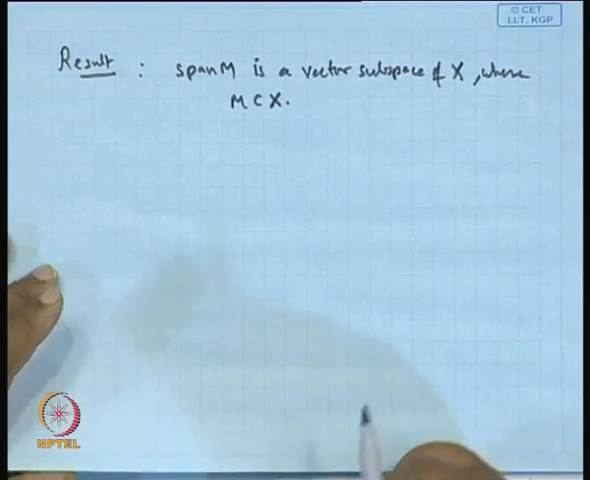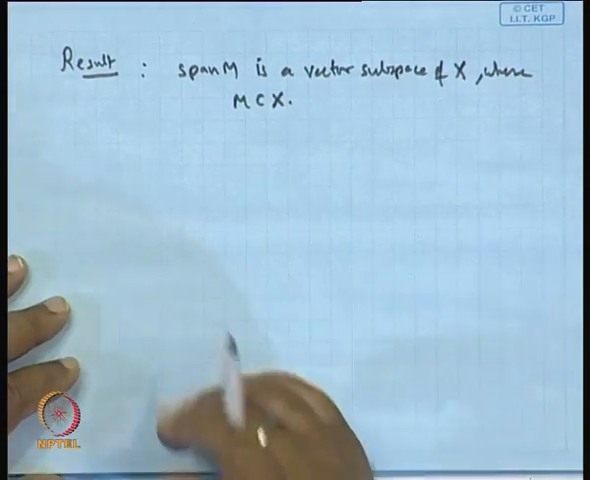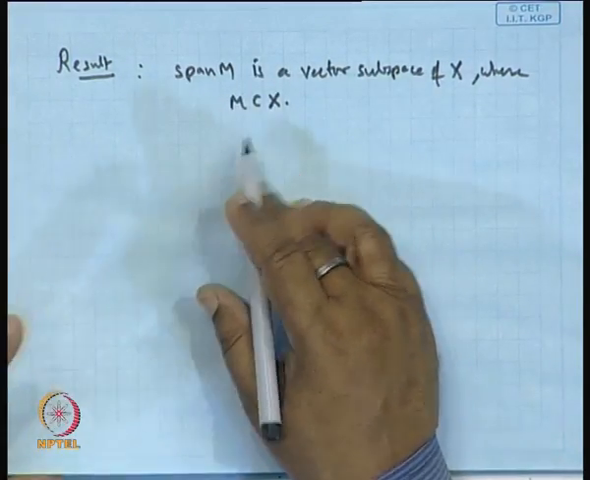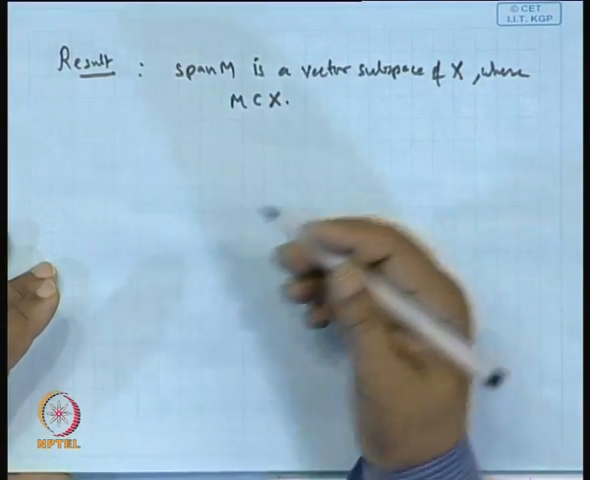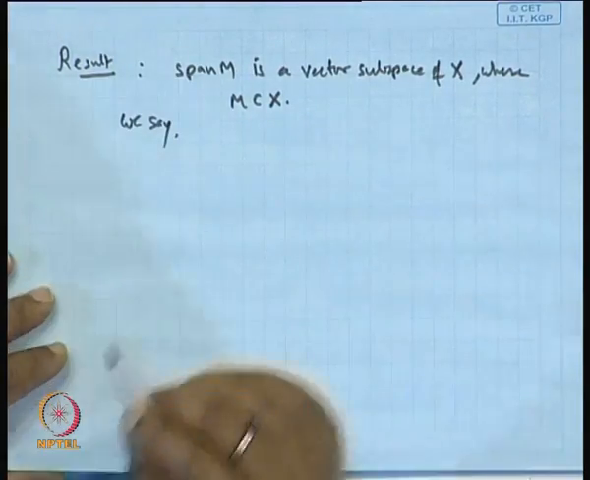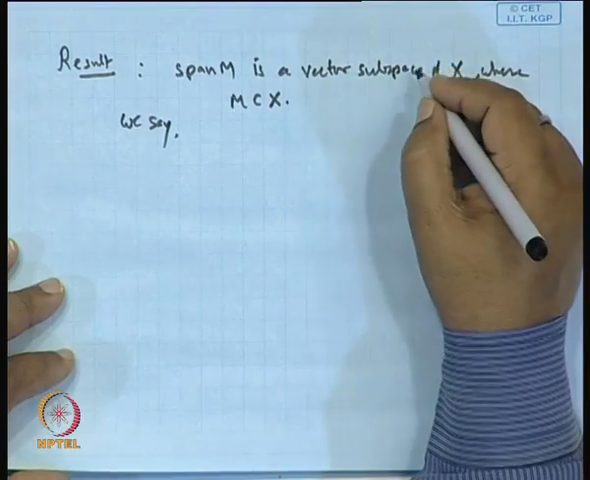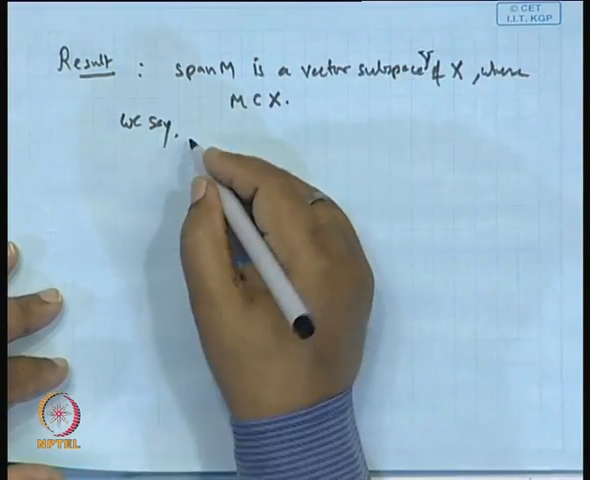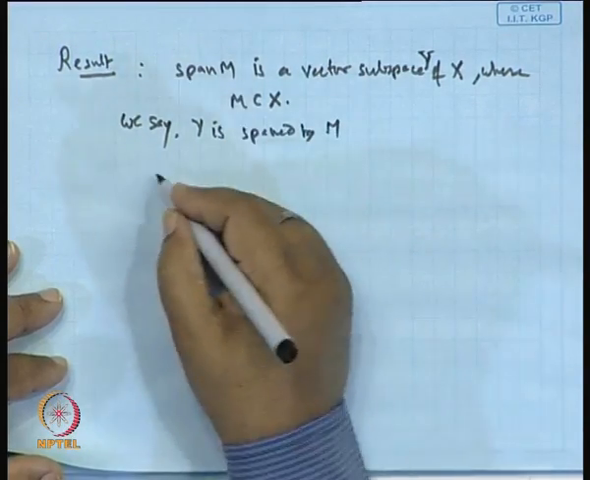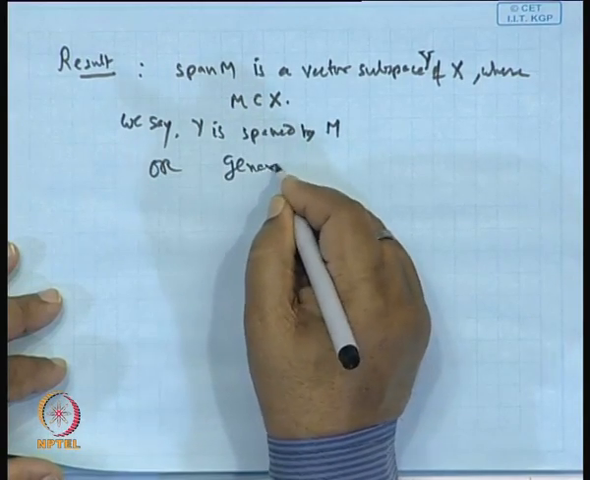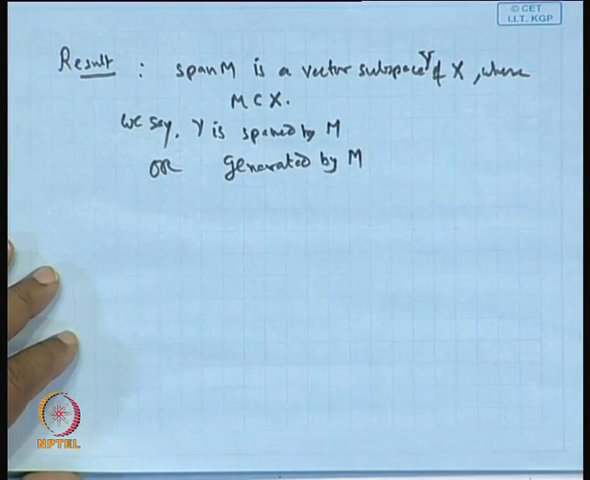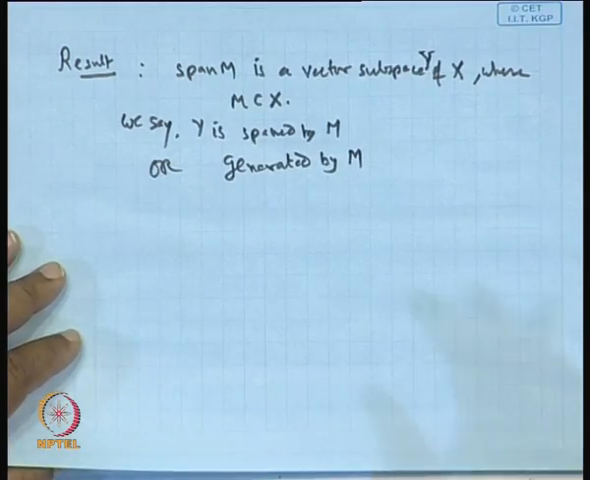So, it forms a vector subspace, and we say this subspace is generated by M, spanned by M or generated by M. We say it is a subspace Y, and we say Y is spanned by M or generated by M. Okay? Clear? This was generated by.